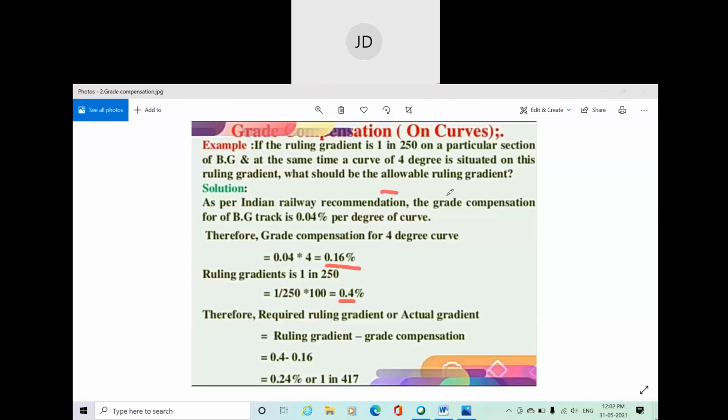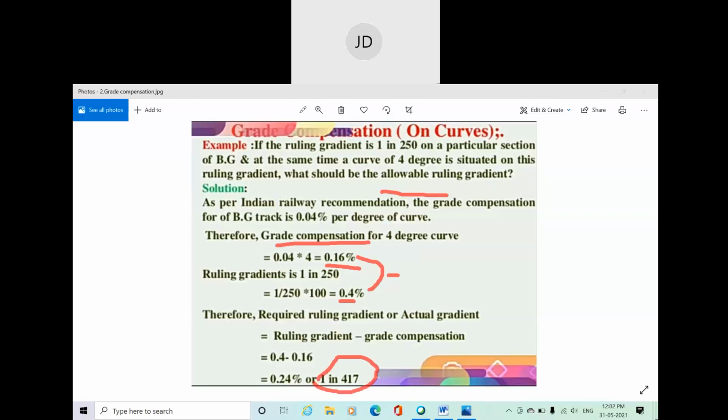So what is the allowable ruling gradient? Just subtract this part from this. The required ruling gradient in the curve is 0.4 minus 0.16, that is 0.24 percent, or in terms of 1 in n, we can write 1 in 417. This is the allowable ruling gradient provided in the curve after giving grade compensation. It's very easy to understand, I guess.